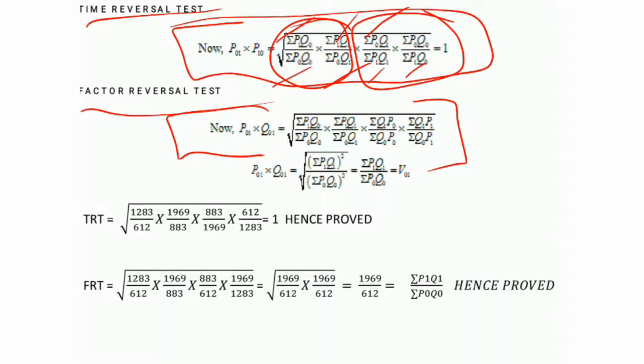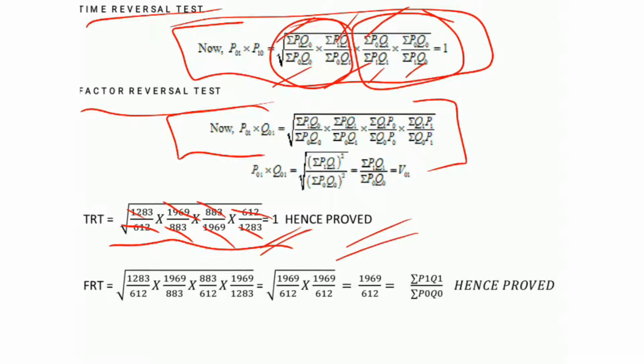After writing this formula, apply the values wherever applicable. Here it has been clearly shown. Apply the values in the formula. After applying, you can clearly check with the multiplication and division logic. 1283 in the numerator and 1283 in the denominator get cancelled, 612 gets cancelled, 1969 and 883 get cancelled. So ultimately you will get an answer of 1, and hence it's proved. That's very simple. Time reversal test is proved.